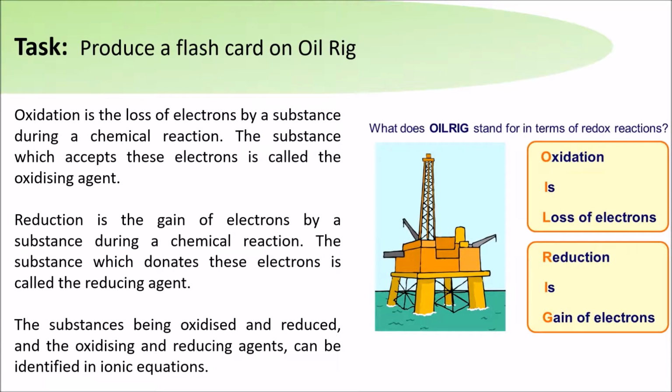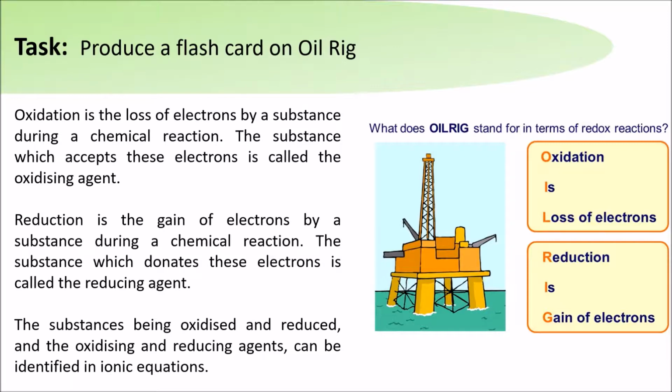Oxidation is the loss of electrons by a substance during a chemical reaction. The substance which accepts these electrons is called the oxidizing agent. Reduction is the gain of electrons by a substance during a chemical reaction. The substance which donates these electrons is called the reducing agent.